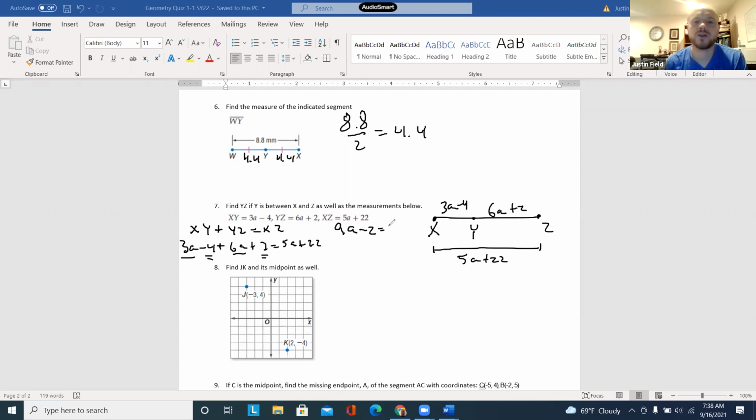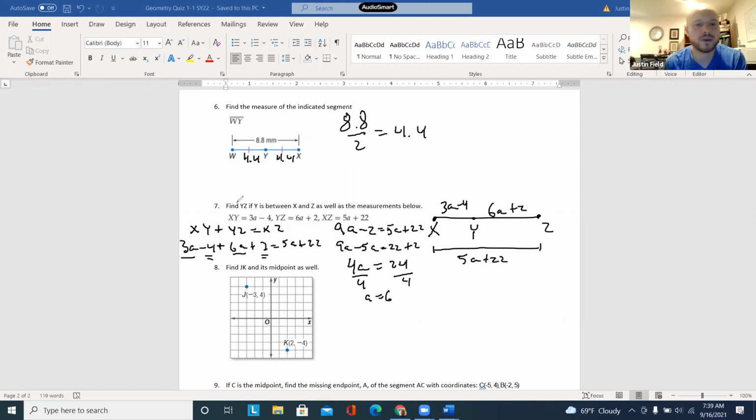5a plus 22, just rewrite that. All right, get the variables on the left, so it's going to be 9a minus 5a. Numbers on the right, 22 plus 2. Bring that negative 2 over, it becomes positive 2. Combine like terms. 4a equals 24. Divide. a equals 6.